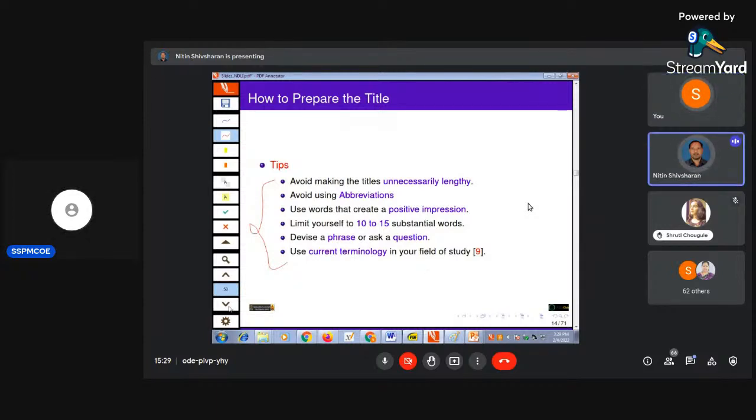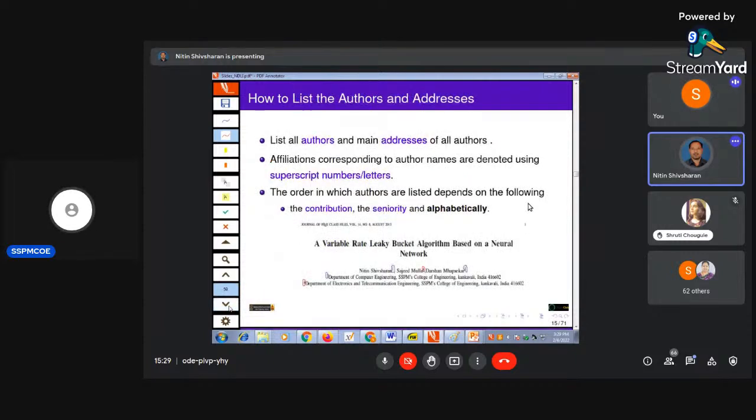So this is the first step that we have to adopt while writing: how we should take care while writing the research title. Then the list of authors, how to write the list of authors and mailing addresses. These are component parts of your paper. Then we need to mention the affiliations.